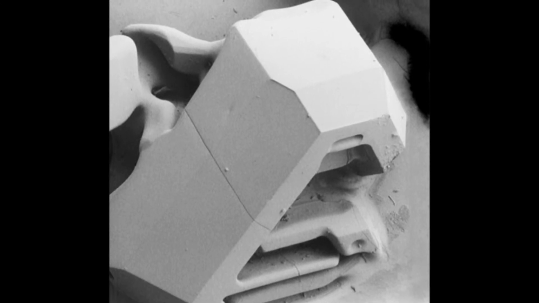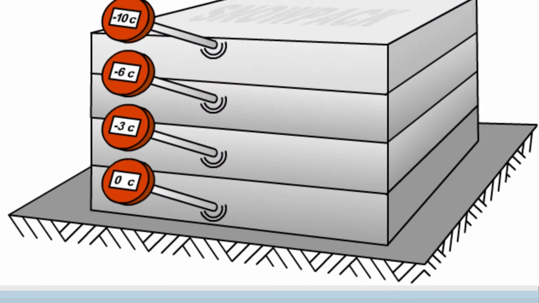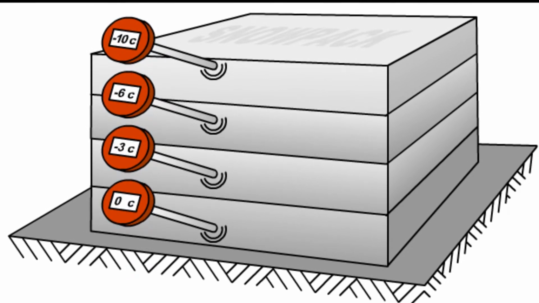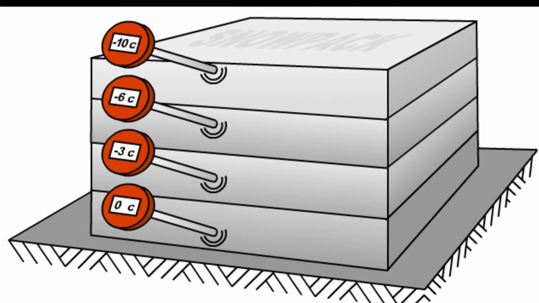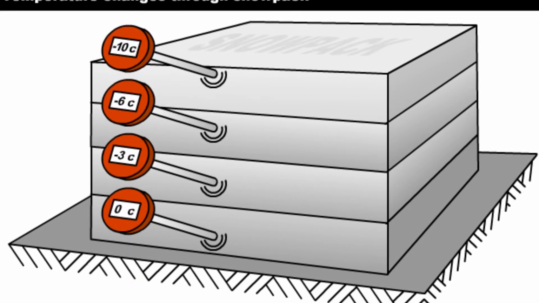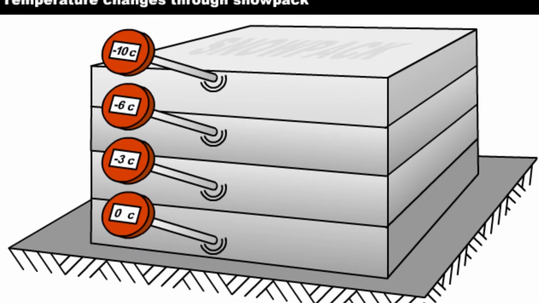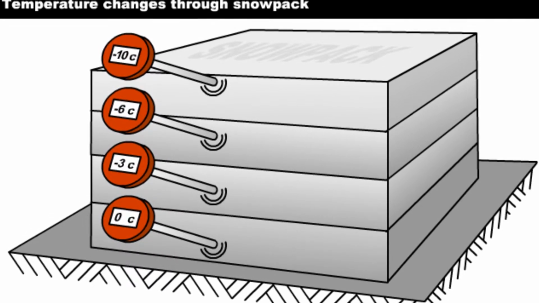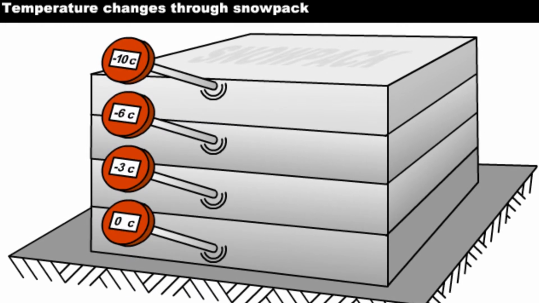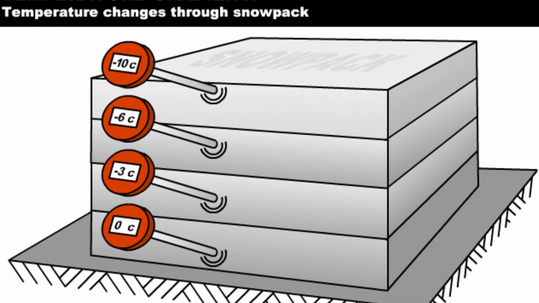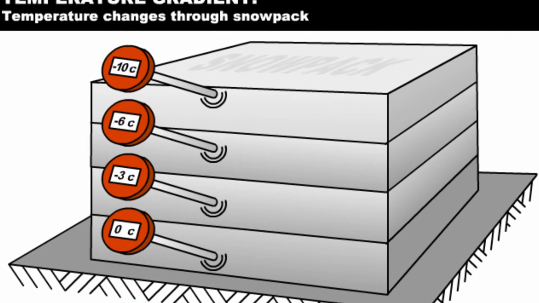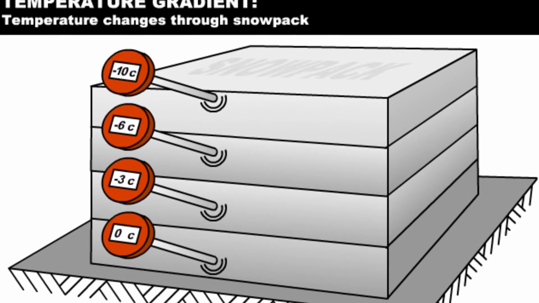Changes within the snowpack take place due to the temperature gradient, the difference in temperature between the upper and lower layers. The snow near the bottom is relatively warm, close to 0 degrees Celsius or 32 degrees Fahrenheit, because of residual heat from the ground. The temperature in the upper layers depends on the temperature of the air. Snowflakes in the snowpack undergo different types of changes depending on the size of the temperature gradient.